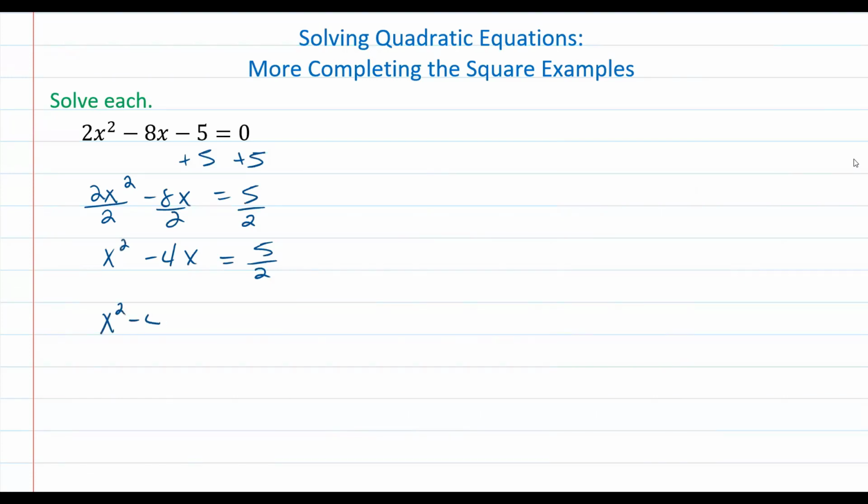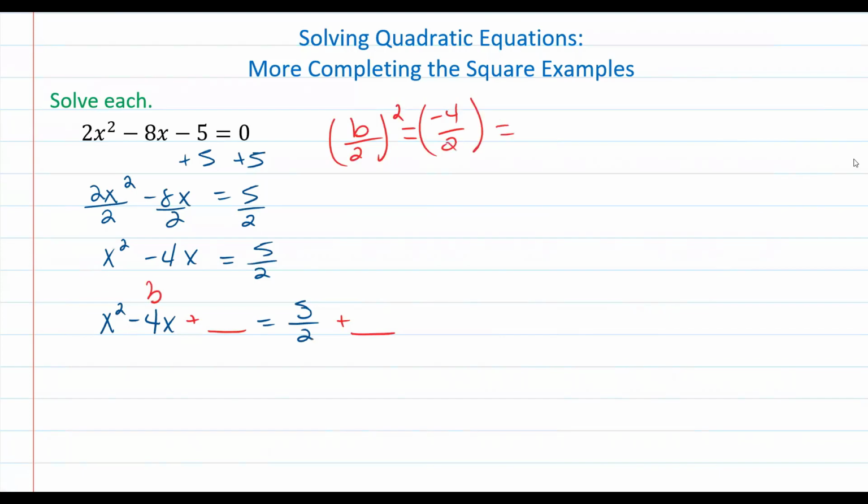So it's x squared minus 4x plus blank is equal to 5 halves plus blank. So now the value that goes in those blanks is going to be b divided by 2 quantity squared. In our situation, b is -4, so that's -4 divided by 2 quantity squared, and that's equal to +4. So we want to add 4 into both sides in those blanks, which successfully converts it over to a perfect square trinomial on the left.